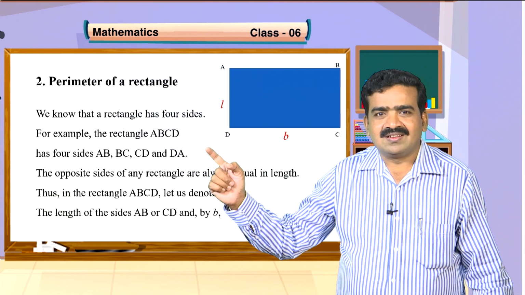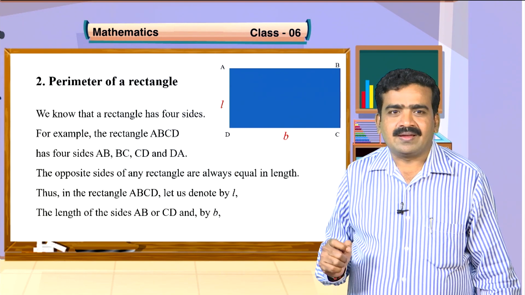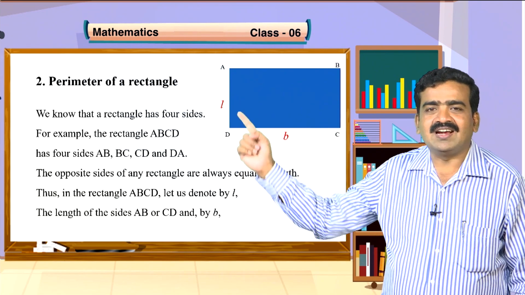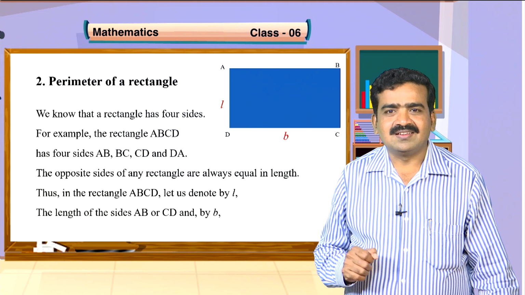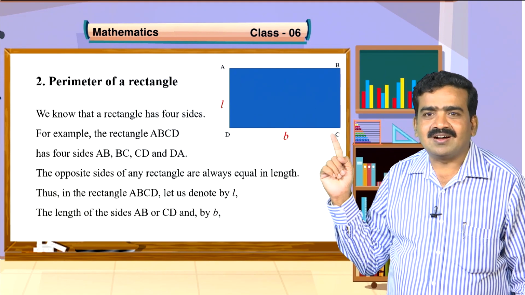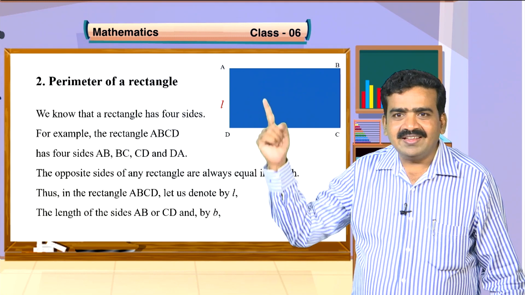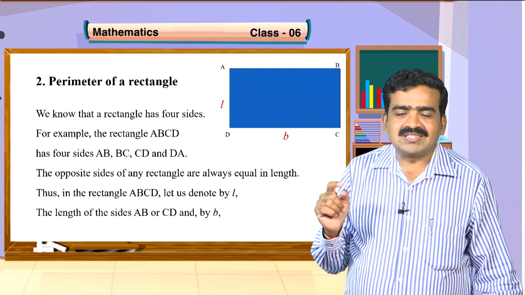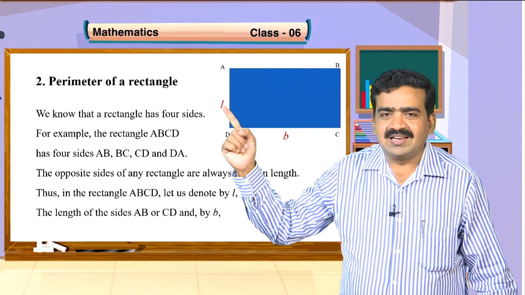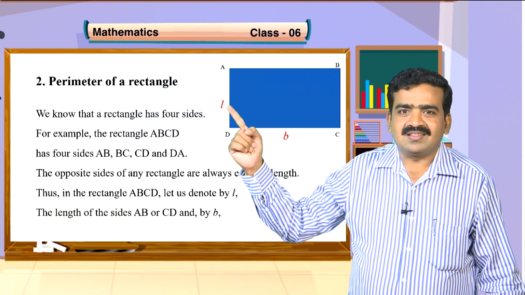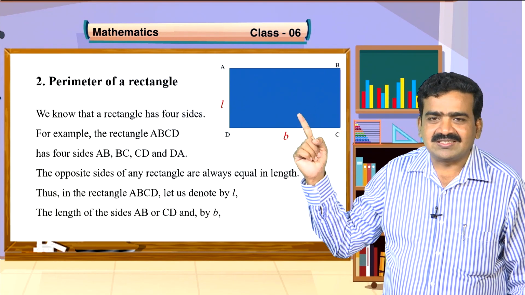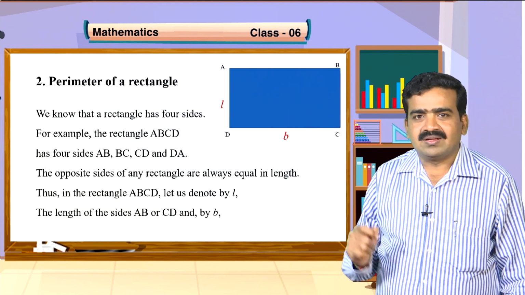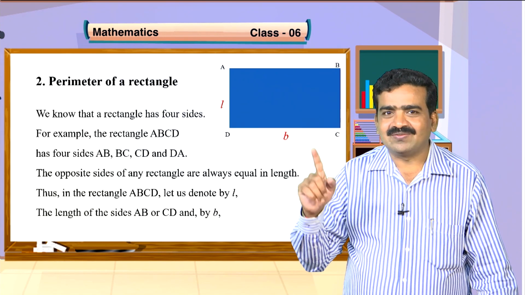For example, the rectangle ABCD has 4 sides, that is AB, BC, CD and DA. Here AB and CD are the opposite sides. Similarly, AD and BC are the opposite sides. The opposite sides are named L and B. Here there are 2 L's because opposite sides are equal. If one side is B, then the opposite side also measures B. Therefore, there are 2 B's and 2 L's in a rectangle.